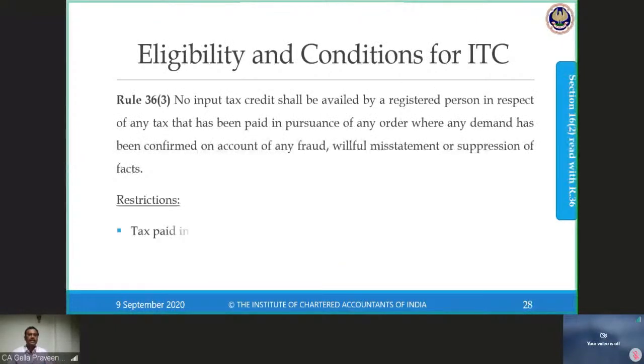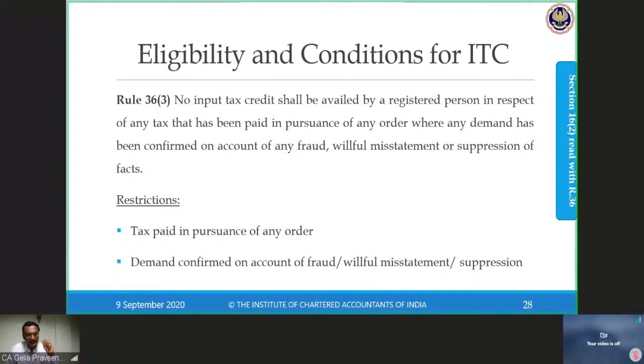Okay. This section, Rule 36(3), says input tax credit cannot be taken if the tax was paid on account of an order where there was a demand on account of fraud, willful misstatement, or suppression of facts. I'll give an example.